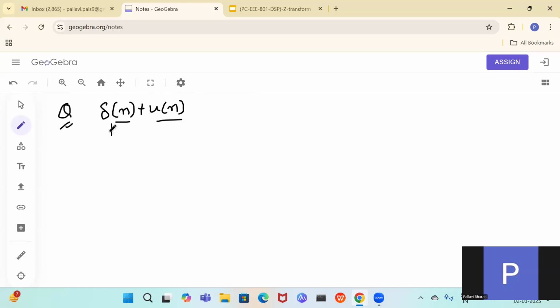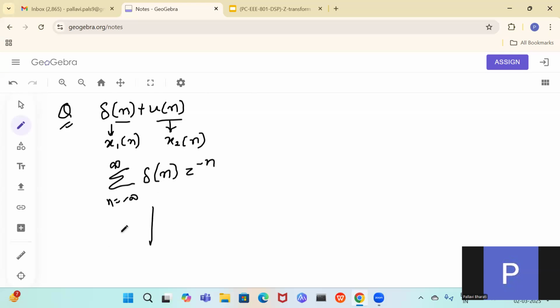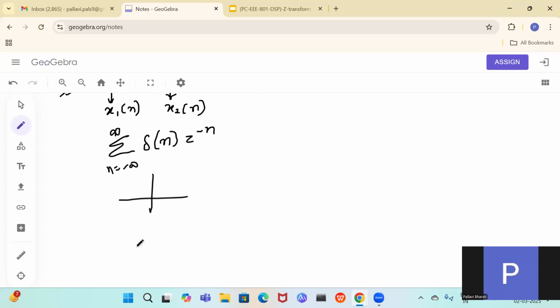So for us, the first signal, let us take this one as x1[n], and this is my x2[n]. When I'm taking the Z transform of x1[n], I should write the sum from n equals minus infinity to infinity of delta[n] z to the power minus n. Now delta[n] is an impulse signal. What is meant by an impulse signal in the discrete time domain is that the value of this signal is 1 at 0 and 0 elsewhere. So for the discrete time case, delta[n] is equal to 1 for n equal to 0, and everywhere else it is 0.